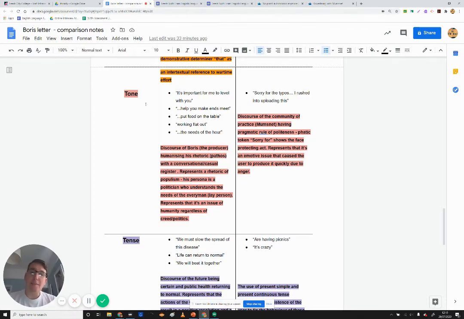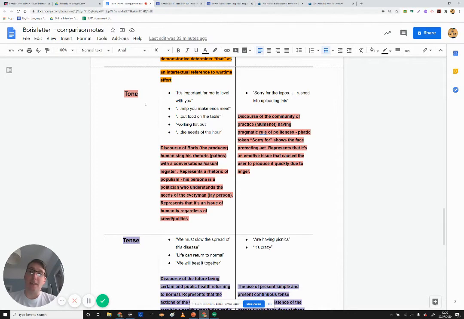Help you make ends meet, again, another metaphor, another idiom in this case, again, speaking to you individually. We've got the second person pronoun you, so it's directly addressing the listener, or the reader in this case. Put food on the table. So again, obviously this is talking about a much wider economic problem that lockdown will cause.